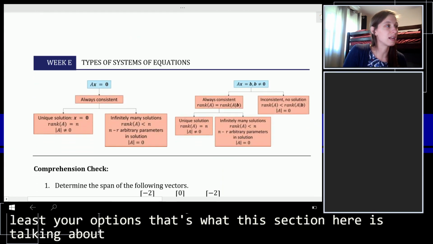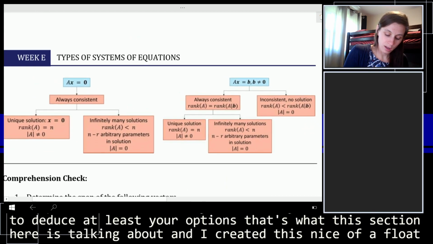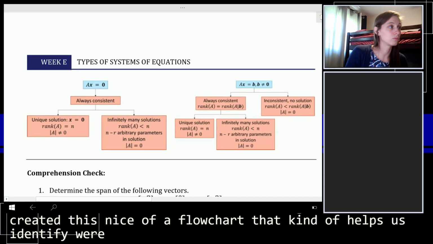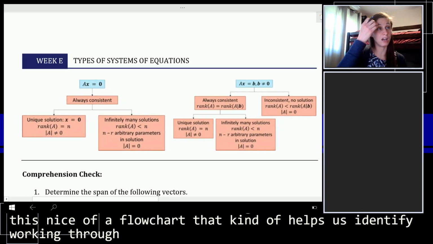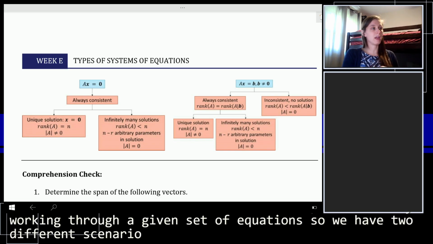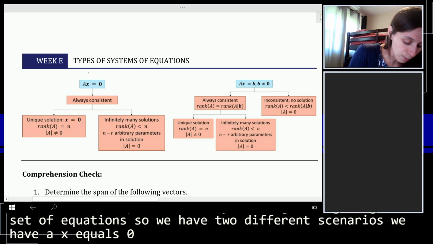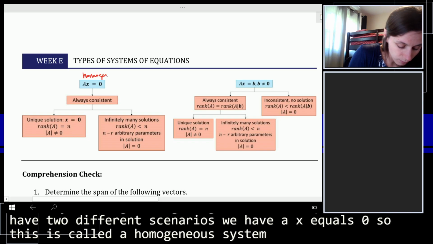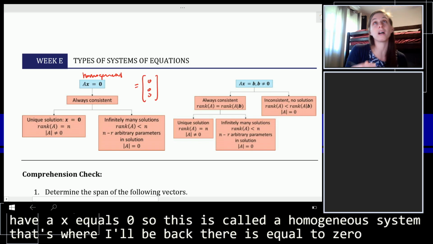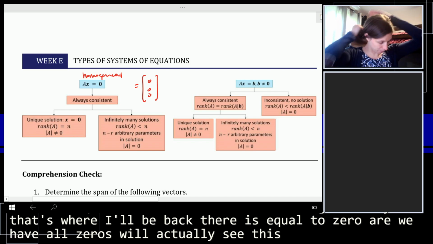And I created this nice little flowchart that kind of helps us identify how to work through a given set of equations. So we have two different scenarios. We have AX equals 0. So this is called a homogeneous system. And that's where our B vector is equal to 0, or we have all zeros. We'll actually see this in play next week.